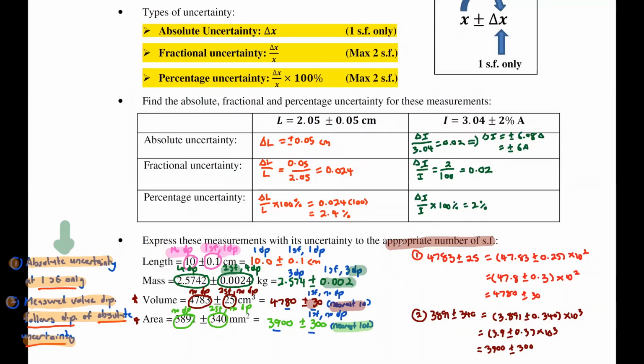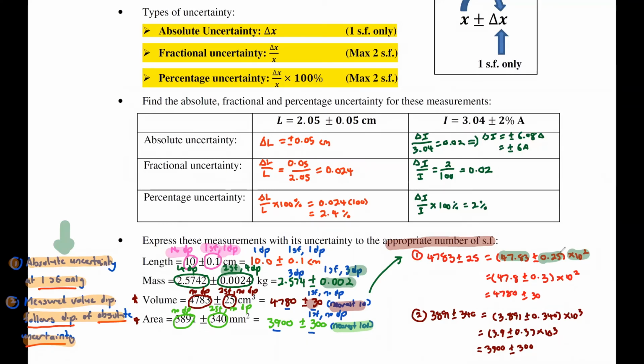When expressing uncertainties for values that do not have any decimal places, one way to work around them is to purposely re-express the given values such that they have decimal places. For example, volume equals 4,783 plus minus 25. You can re-express them as 47.83 plus minus 0.25 times 10 power 2. We can see now that there are decimal places to work with.